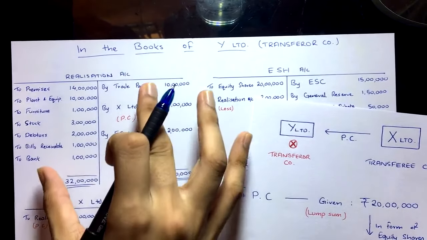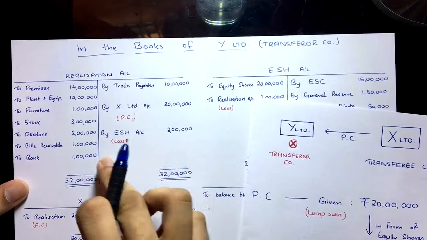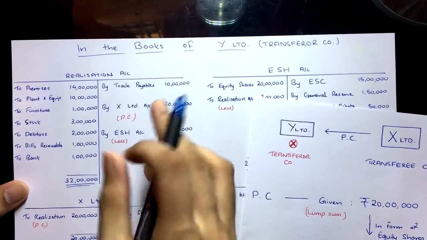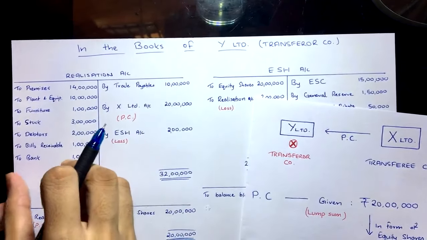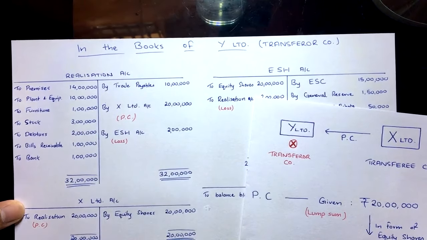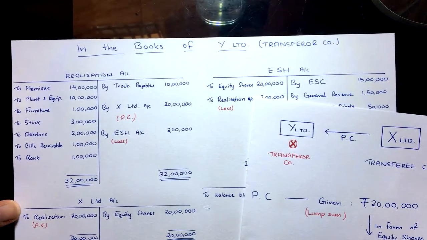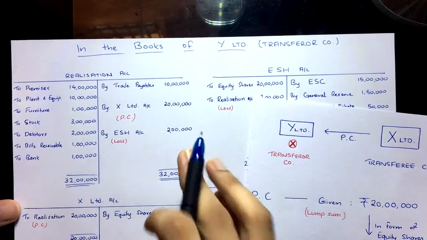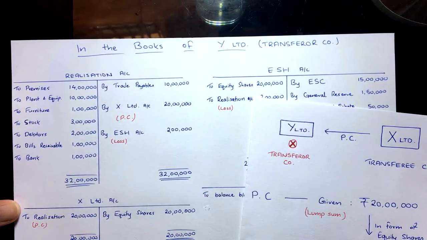Okay, and then nothing is there. Otherwise, what do we take in the realization account? If some assets are not taken over, we sell those assets over here, by bank. If some liabilities are not taken over, then we pay those liabilities through bank. Yeah, we do that. But in this question, nothing is there. This is just an introductory problem for the merger method. So now we have to close the realization account.